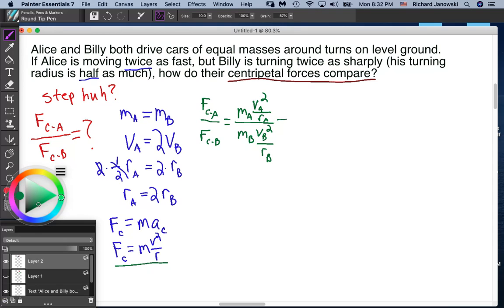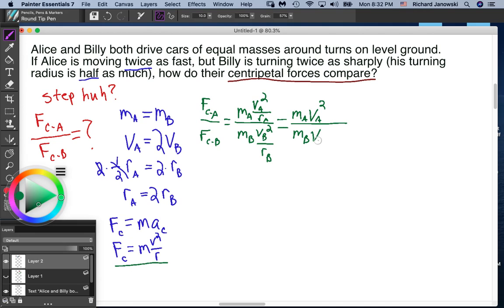So let me do it this way. It should be pretty clear that the mass of Alice, that belongs on the top, and mass of Billy, that belongs on the bottom. Those guys are staying in place. Maybe a little bit less obvious is that velocity of Alice squared, well, that's also definitely on the top.